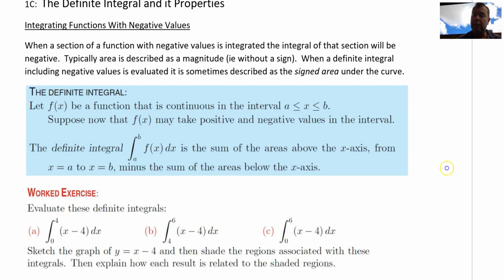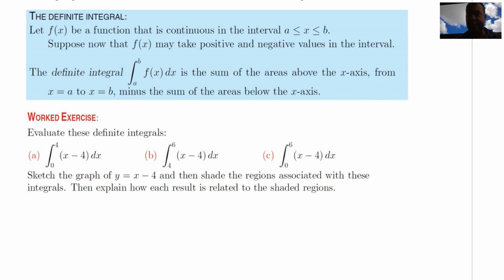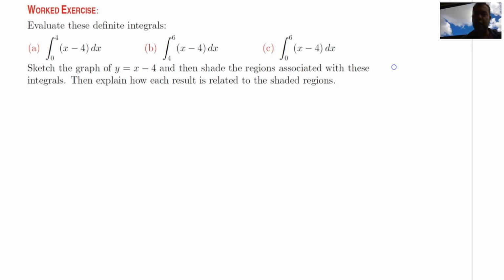So the first thing I want to say is that even though we're talking about areas, a definite integral can have a negative value. Anywhere that the function falls below the x-axis has a negative value. So let's look at this worked exercise here. I'm just going to work through the last part.